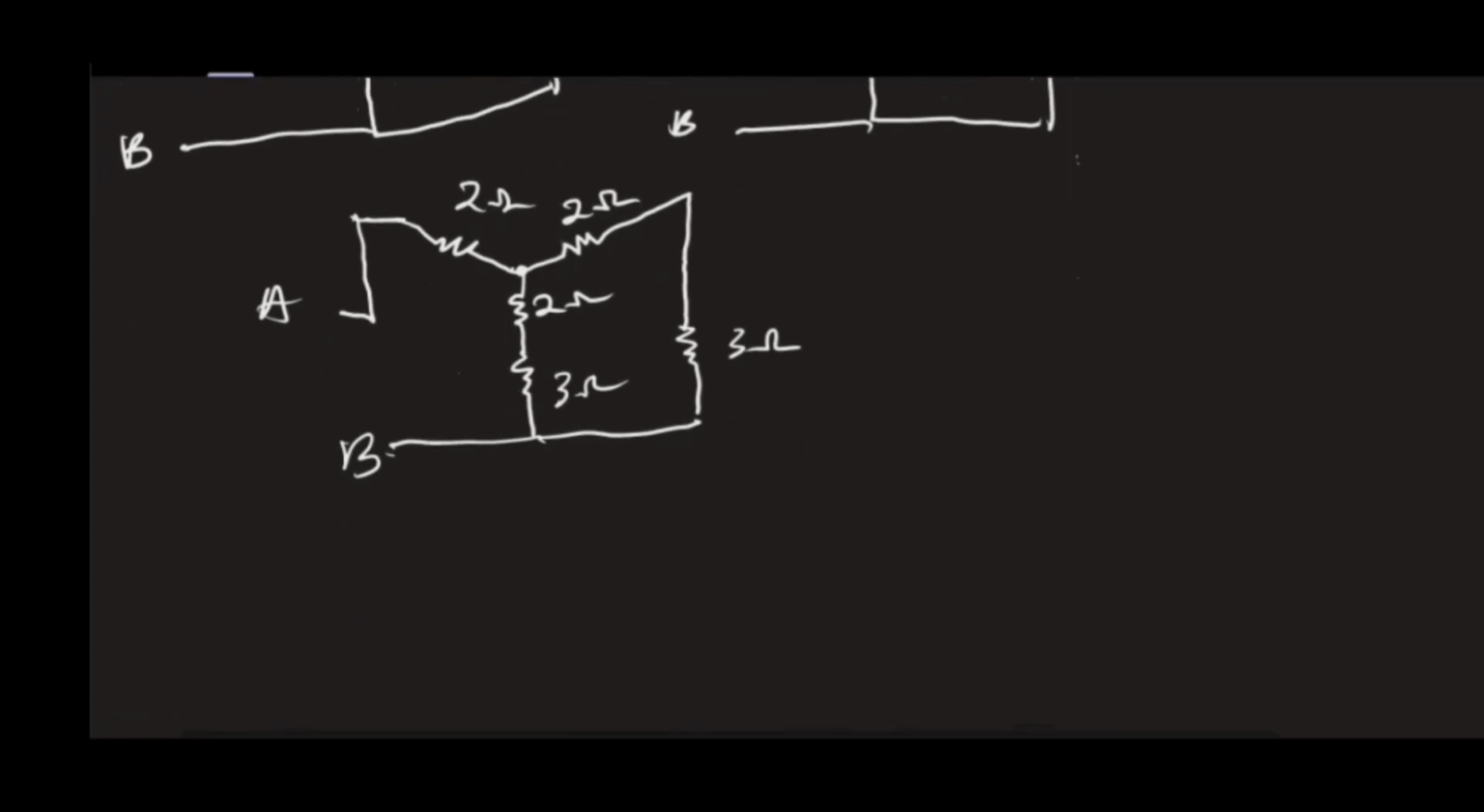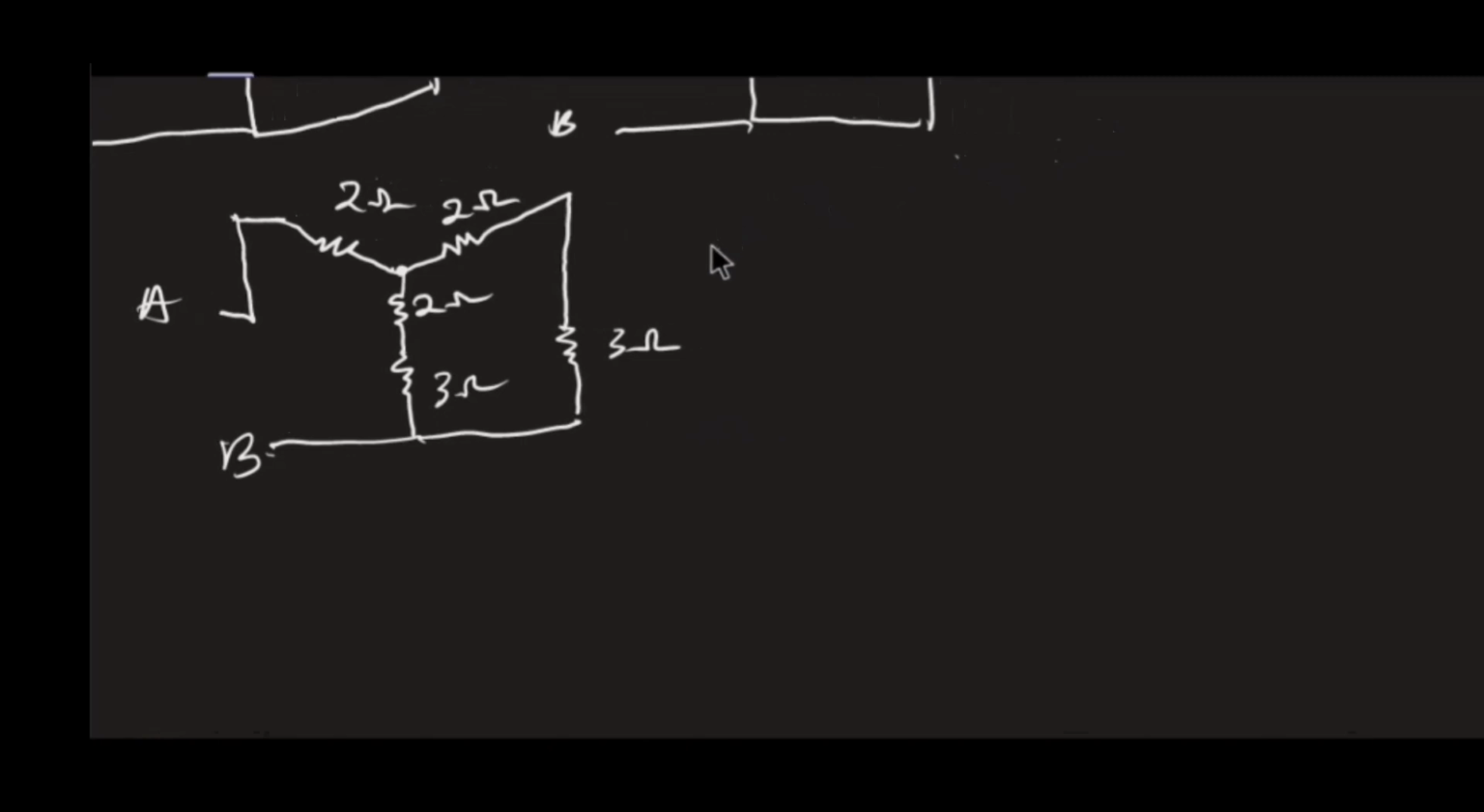At this point, I think the simplification is simpler. I can see these to be in series, right? So let's solve that. So we are going to get our terminal A here, moving to 2 ohms here, right? Then this place will combine to be 5. When they are in series, you just add them.